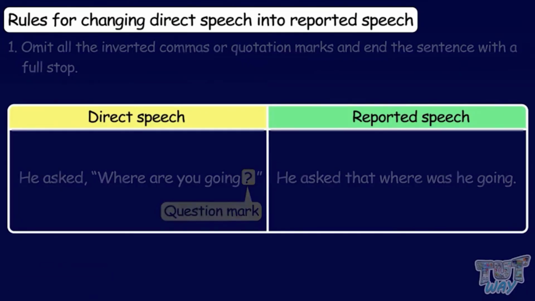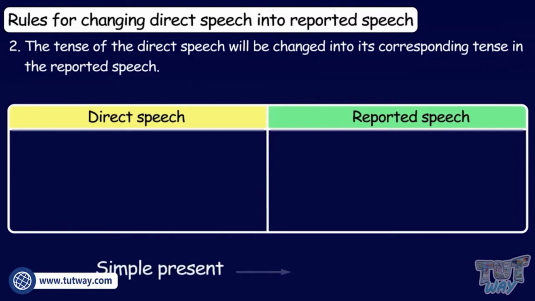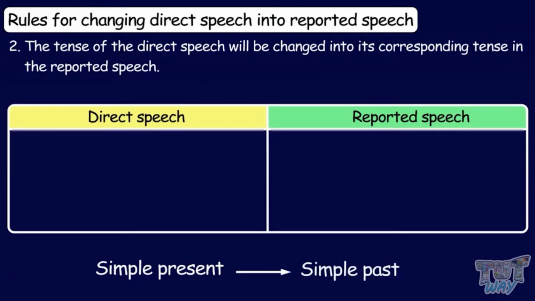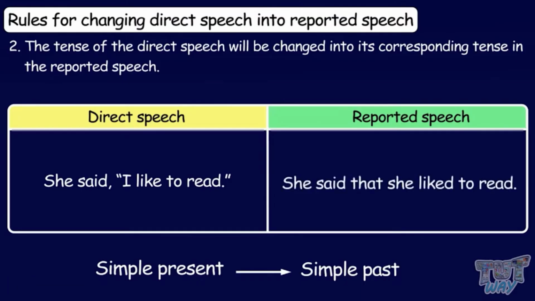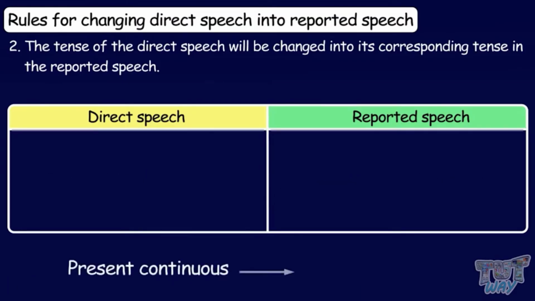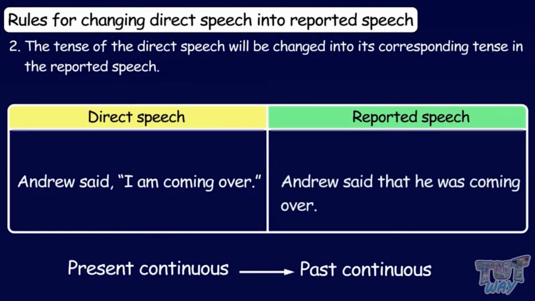Second, the tense of the direct speech will be changed into its corresponding tense in the reported speech. The tense change will be done as follows. Simple present will change into simple past. For example, she said, "I like to read." She said that she liked to read. Present continuous will change into past continuous. For example, Andrew said, "I am coming over." Andrew said that he was coming over.